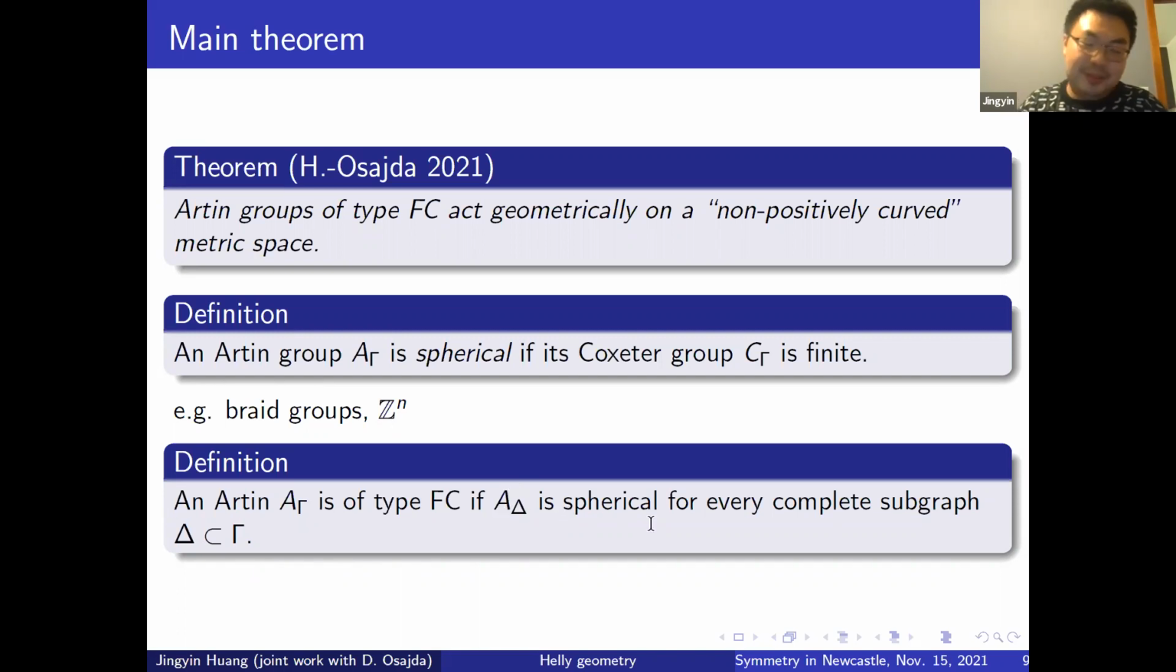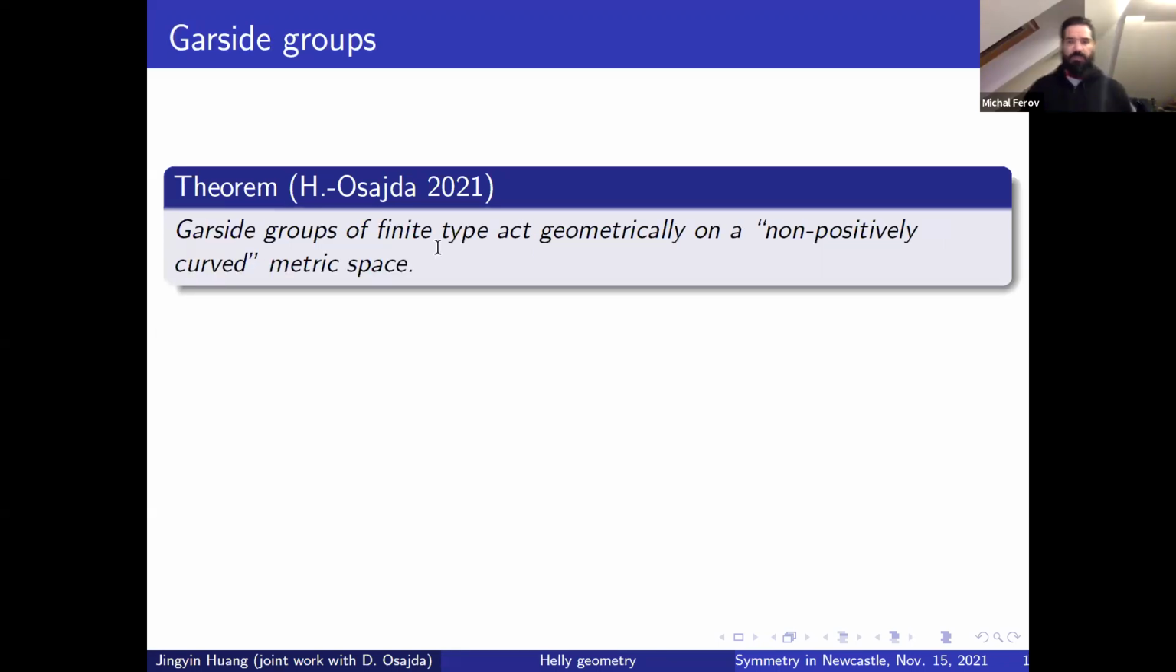The way to think about it is that if I give you a graph, I can view the graph as a union of complete subgraphs. And for each complete subgraph, I have a spherical Artin group. Then I can glue these spherical subgroups together according to the pattern of how these complete subgraphs sit inside my big graph. So this is basically the definition of a type FC Artin group. And then there's another theorem we prove: Garside groups of finite type act geometrically on a non-positively curved metric space.